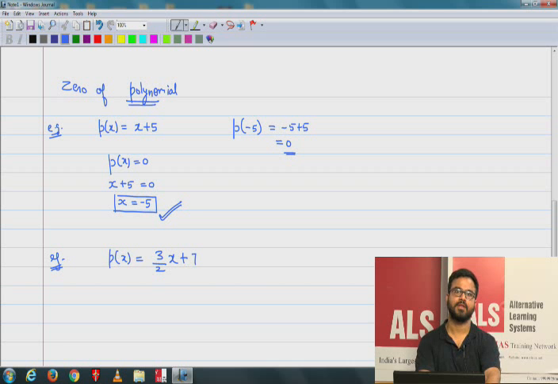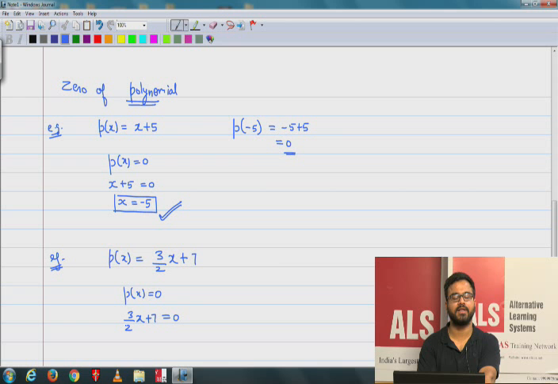Okay, that's great. So now I am solving this. Check it. To find the 0 of this polynomial, first I will put p of x is equal to 0. I will write this statement. And what is p of x? 3 upon 2x plus 7, that is equal to 0. So it is just a linear equation. So I will find the value for x. How will I find it? First I will take this 7 to the right hand side.